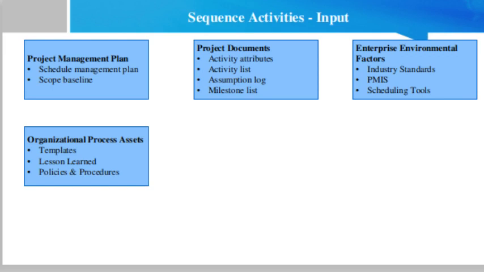Enterprise environmental factors, which are based on government or industry standards, project management information system, scheduling tools, and organization work authorization system. Organizational process assets based on the portfolio and program plans and project dependencies and relationships. Existing formal and informal activity planning related policies, procedures, and guidelines, such as the scheduling methodology that is considered in developing logical relationships.